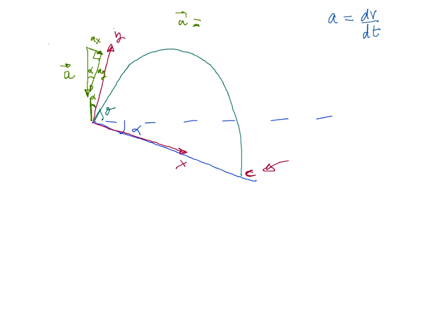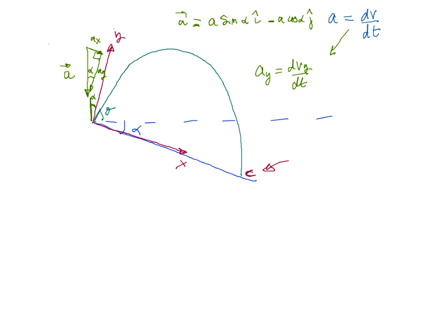Ax is the opposite. Therefore, it will be the sine of the angle, and ay will be the cosine. Now we check the direction. Ax is in the positive direction, therefore it keeps its positive sign. Ay is opposite to your positive y. That's the only change.